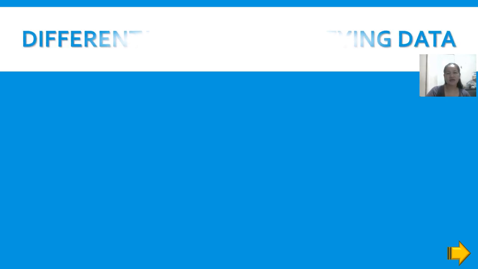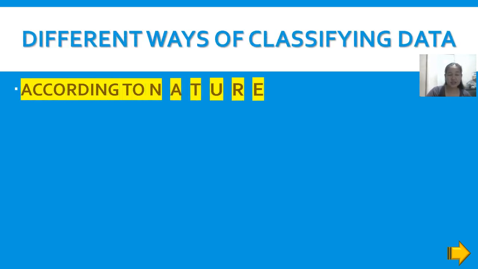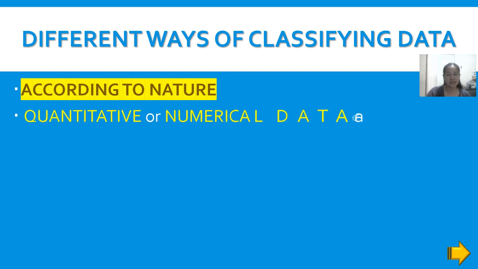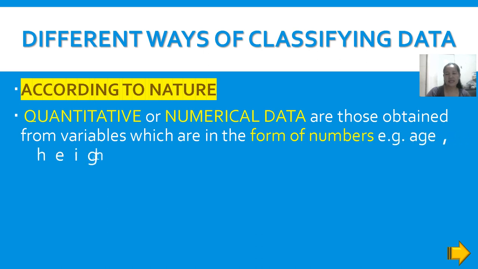Now, there are different ways of classifying data. The first one is according to nature. It is quantitative or numerical data, and these are those obtained from variables which are in the form of numbers. Example is the age, height, or amount. For crops, if you are talking about their age when a fertilizer was placed in the soil, the height when it was planted after 2 months, and the amount of crops produced at the time of the harvest, how many crops were produced.